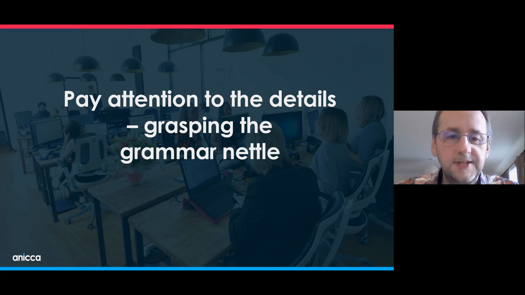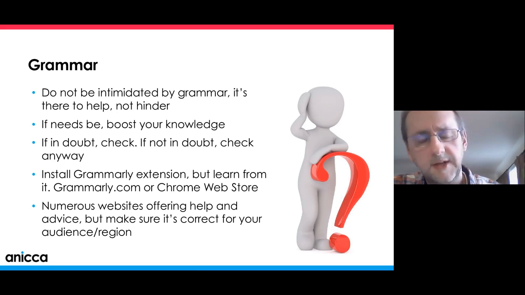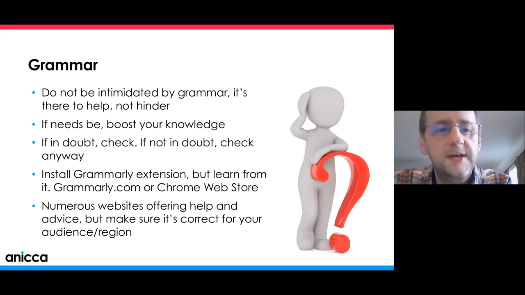So the details. Grammar. Please don't be intimidated by grammar. There's been an awful lot about grammar over the last 20 years, I think mainly since Eats, Shoots and Leaves was published, I think in 2003. But it is there as a tool to help. It is not there to hinder you or get in your way.